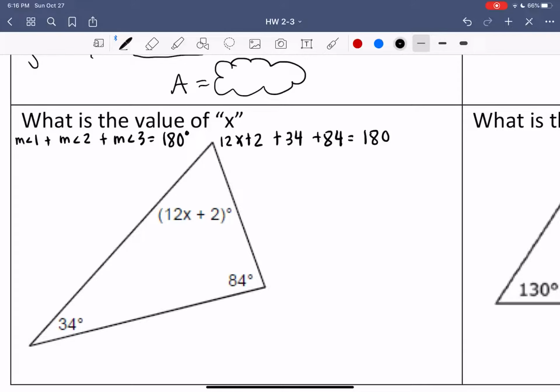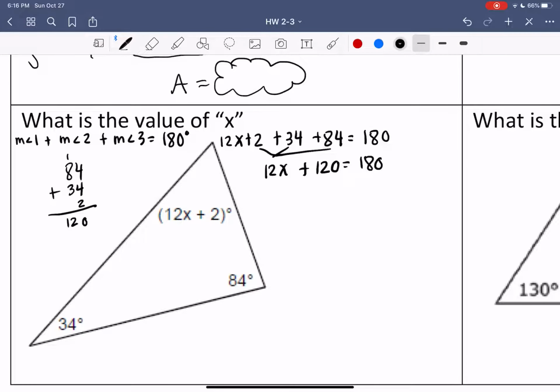So once again, we're going to combine our like terms, which will be here, here, and here. So we'll have to add up 84 plus 34 plus 2. So here we'll have 8, 9, 10. 9 and 3 is 12, so we'll have 120. And that will give us 12x plus 120 equals 180.